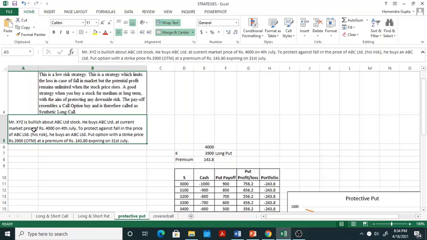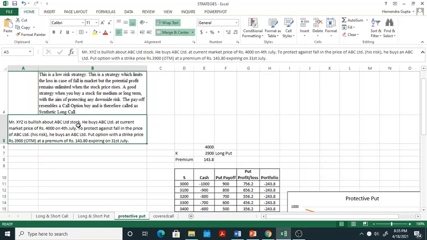So he buys a put option with a strike price of 3,900. You can see 3,900 with respect to the current 4,000, which means this is an out of the money position, because the current price is 4,000 and I'm buying a put option at 3,900. That means I'm buying a right to sell at 3,900. This is an out of the money option, and for that I pay a premium of rupees 143.80. So this is the position which he has taken.